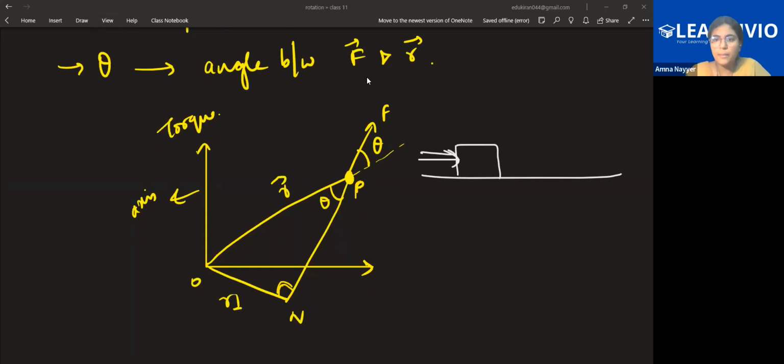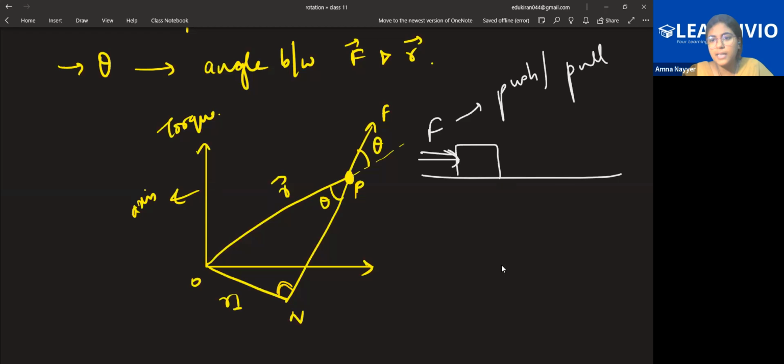So what will happen when I am pushing this box? As soon as I am pushing it, a force is being applied, right? This force can be a push, and we know it can be a pull. Okay, this is one example.